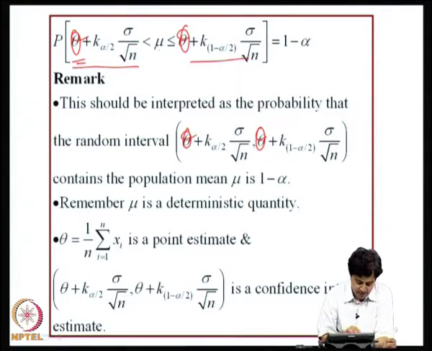So, theta equal to 1 by n sum of xi, i equal to 1 to n, is a point estimate, and this interval is a confidence interval estimate for the population mean.